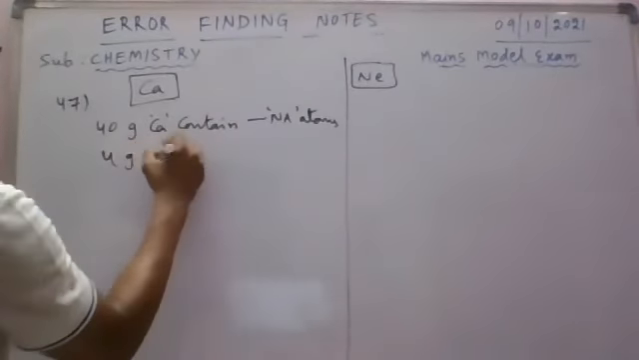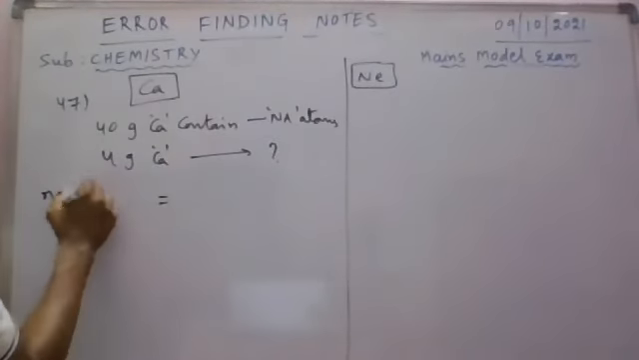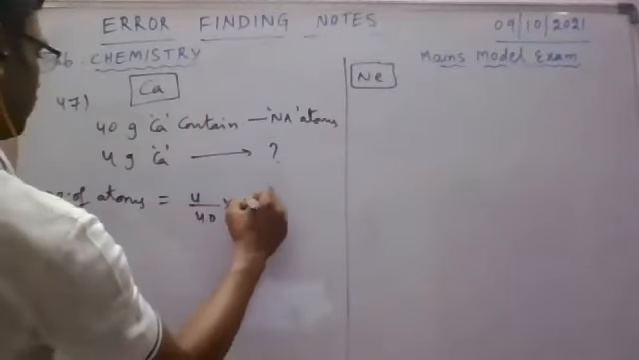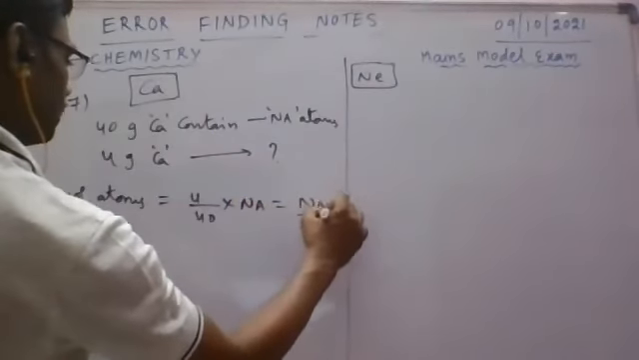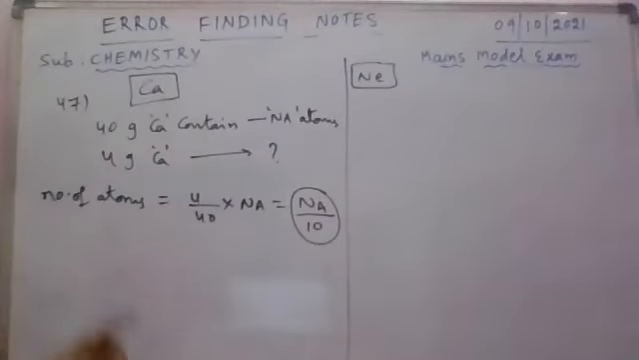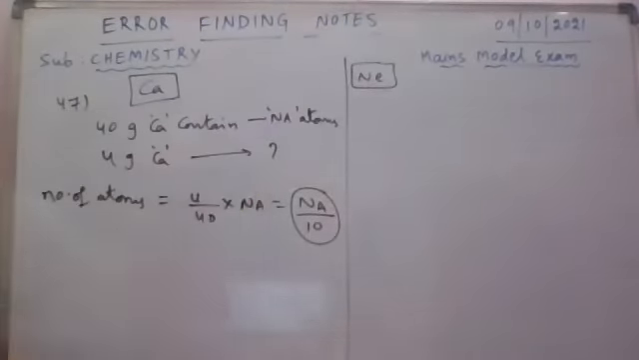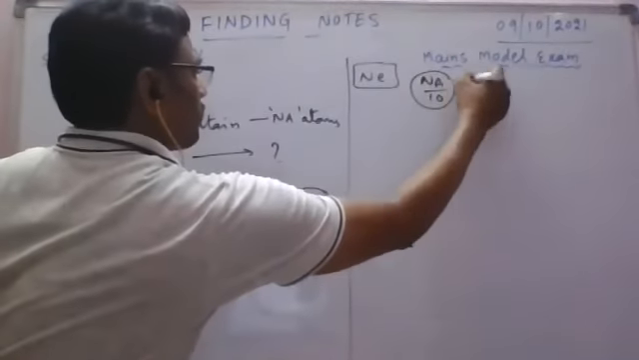4 grams of calcium contains how many atoms? So here the number of atoms is equal to 4 by 40 into Avogadro number, that is equal to Avogadro number by 10. These many atoms. So neon also contains the same atoms. Check the question. So here neon has Avogadro number by 10 atoms.